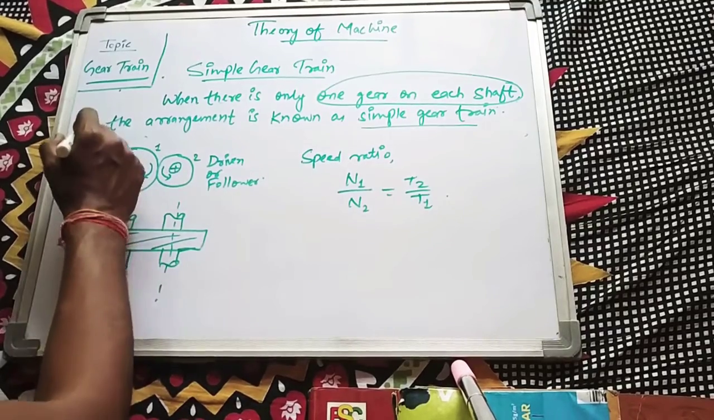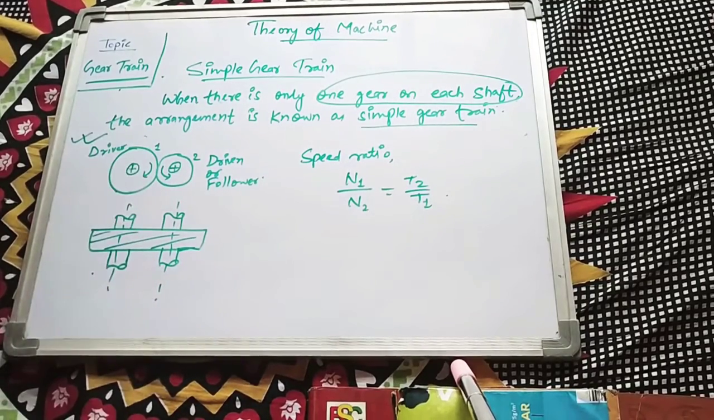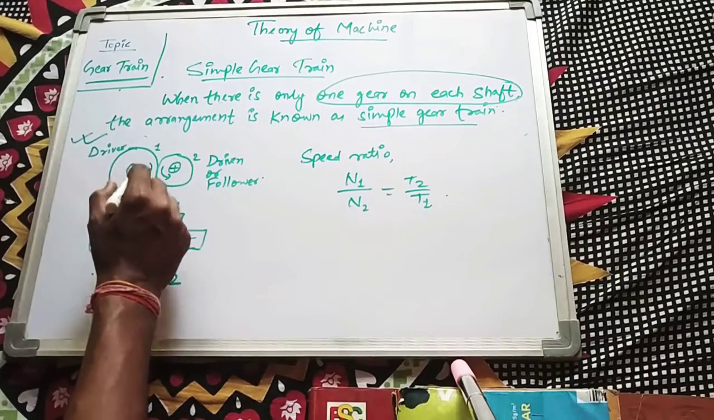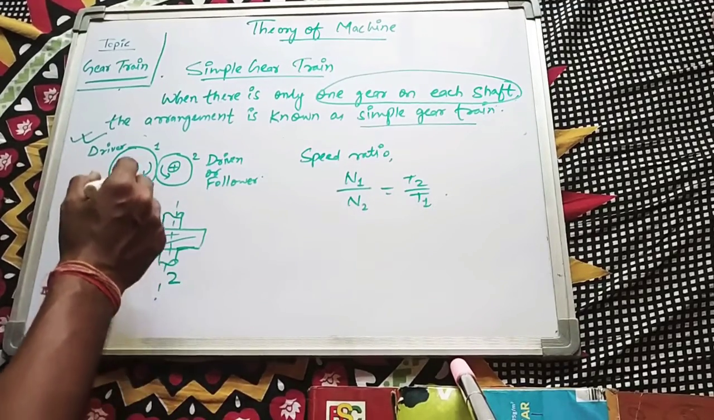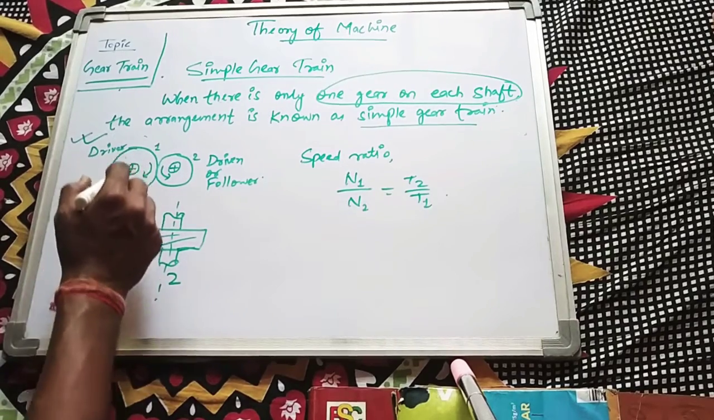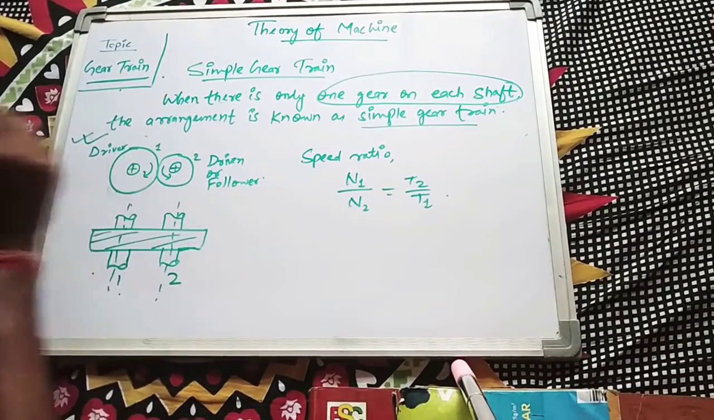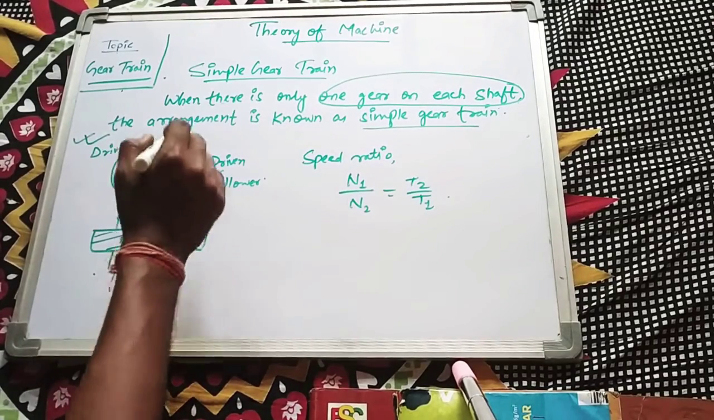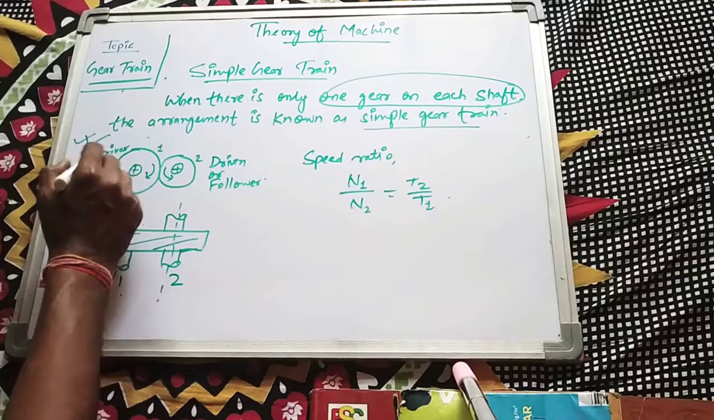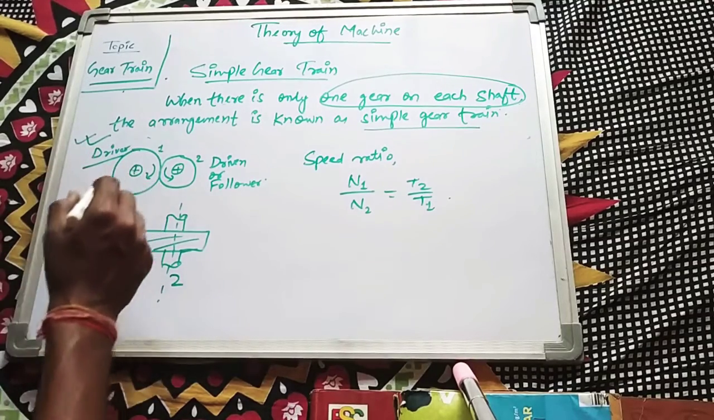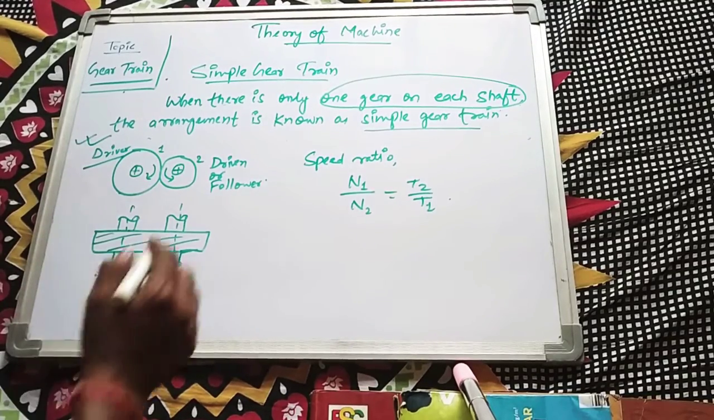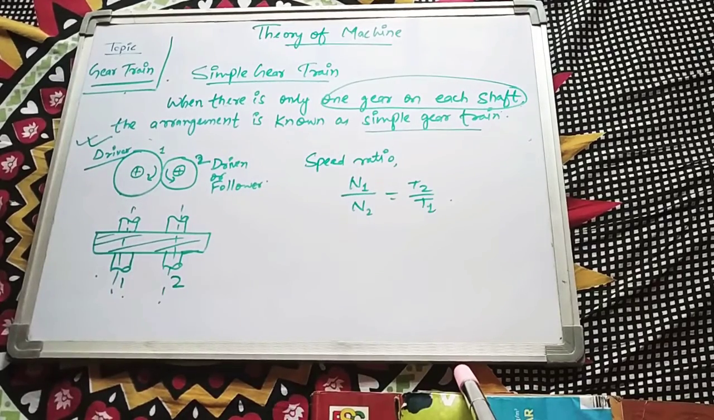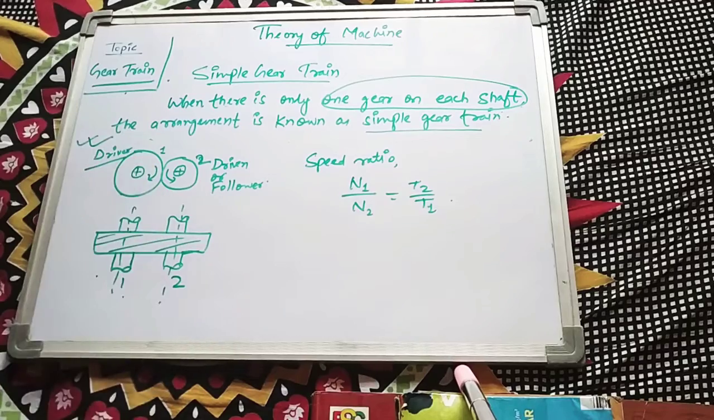The given figure will show how it works. There are two shafts, shaft 1 and shaft 2, and each shaft has one gear. Shaft 1 has gear 1 mounted on it, and on shaft 2 gear 2 is mounted. Gear 1 is known as the driver pulley, driven by some power output, and gear 2 is known as the driven or follower pulley, which is driven by the driver.